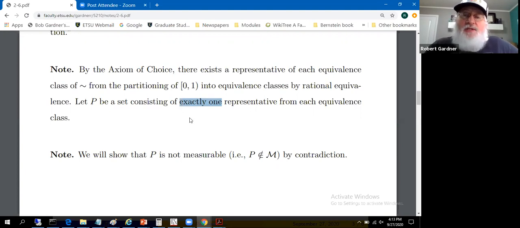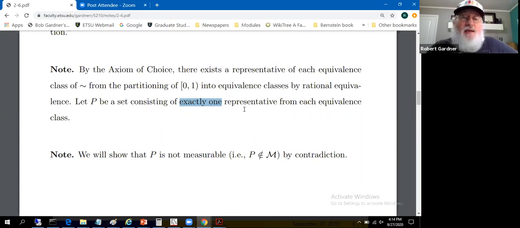The exactly one stuff wasn't in what we had upstairs, but neither was disjointness from what we had upstairs. But we do have disjointness, so by taking one representative from each set, an element from each equivalence class, since the equivalence classes are disjoint, we won't repeat representatives. We won't repeat the elements. So set P is defined using the axiom of choice, picking representatives from those equivalence classes.